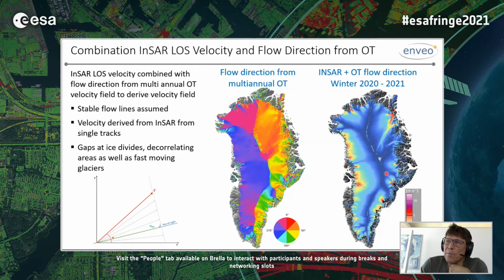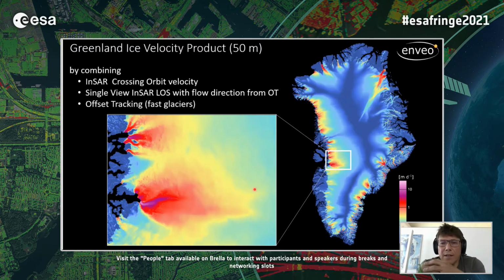The center image shows you the flow direction derived from the multi-annual offset tracking product, and the color wheel gives you just the flow direction in degrees, and 0 would be north, so that's the reddish colors.